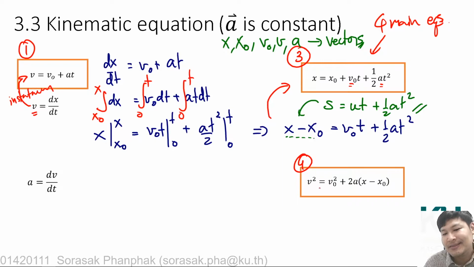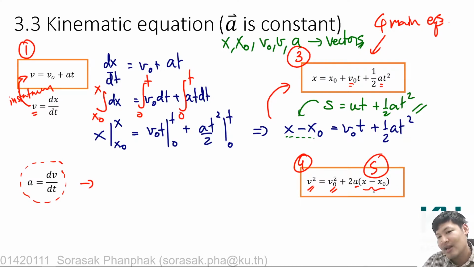The fourth equation is related to the terminal velocity, the initial velocity, acceleration, and the displacement. So no time is involved in this equation. You start by solving from the instantaneous acceleration and apply the chain rule. So what is the chain rule? The chain rule is the way you change the term that you differentiate with respect to, because the terminal velocity depends on displacement only. So there is no time involved at this point.